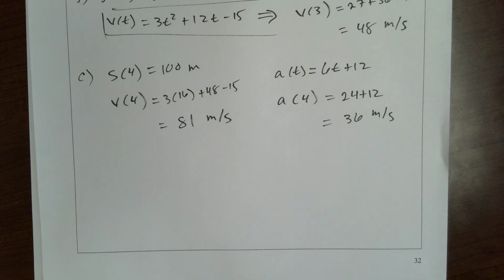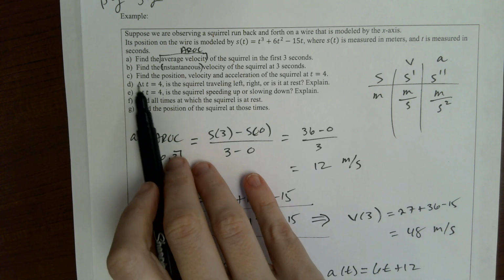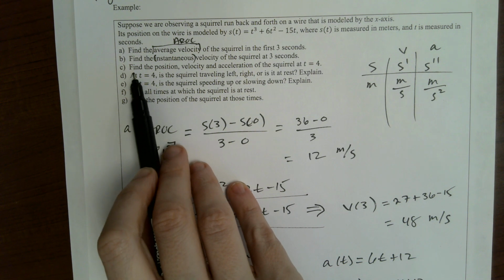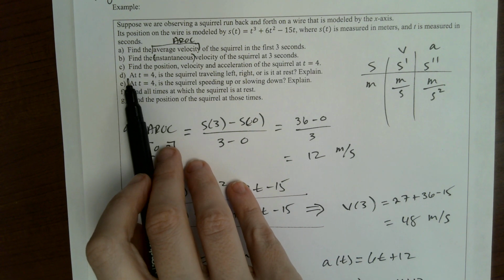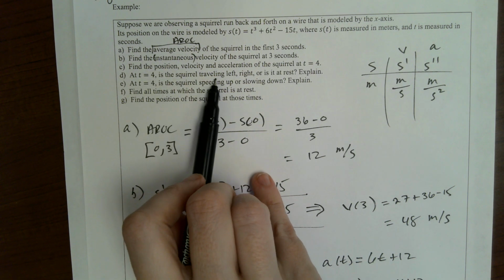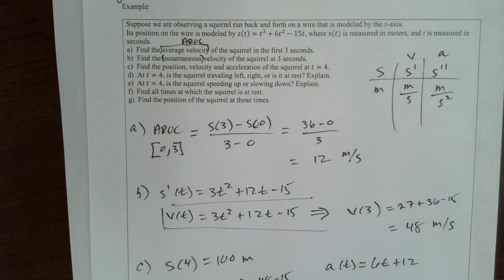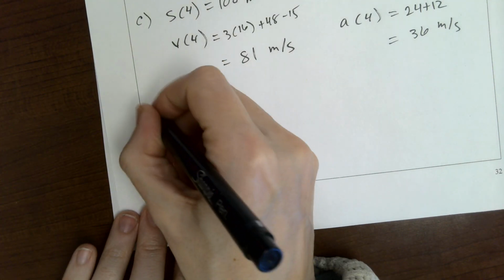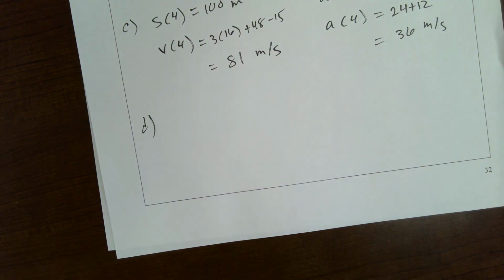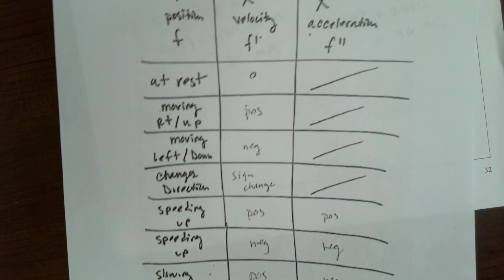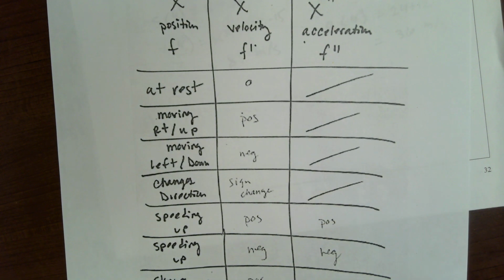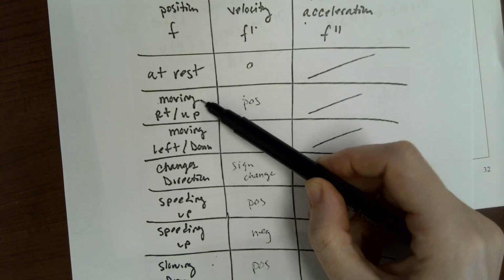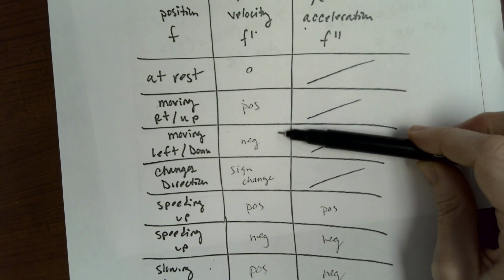Okay. All right, now parts D and E: we're going to explain things about our part C solutions. So D: at t equals 4, is the squirrel traveling left or right, or is it at rest? Explain. So this is where we've got to be thinking. Is the squirrel moving left or right?